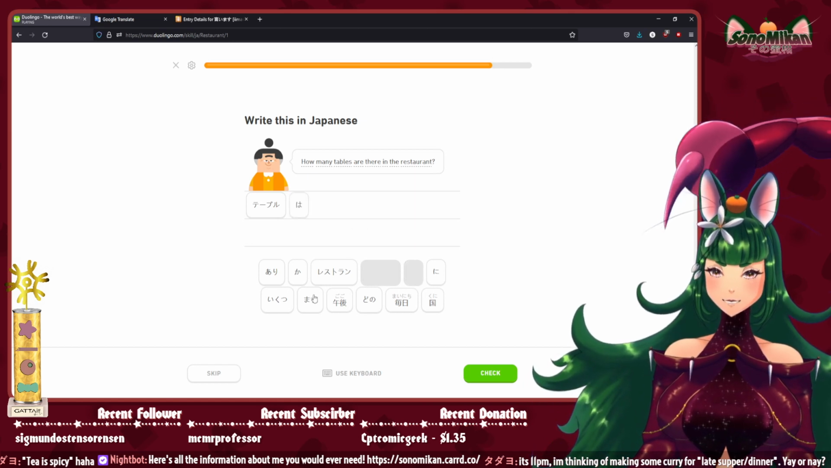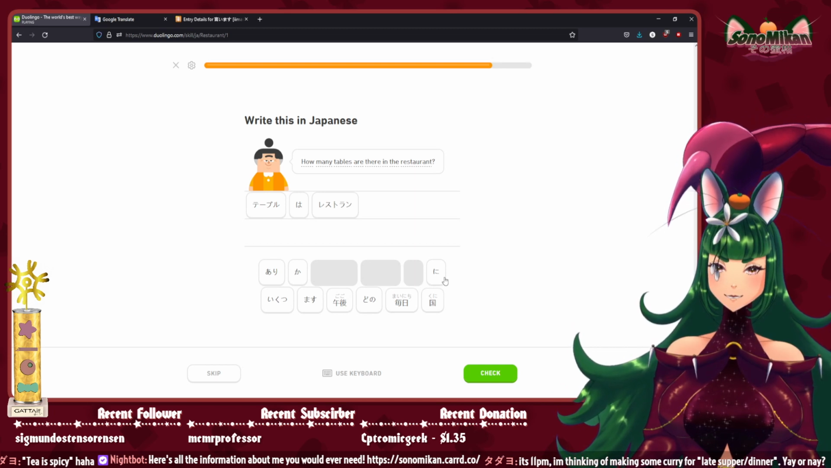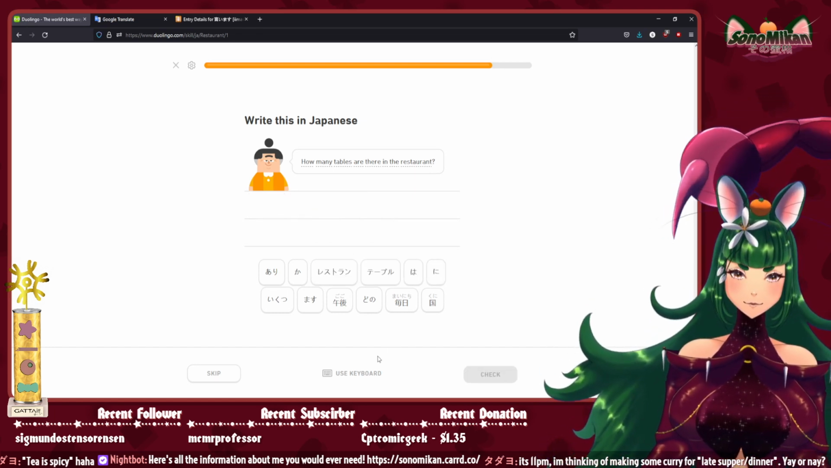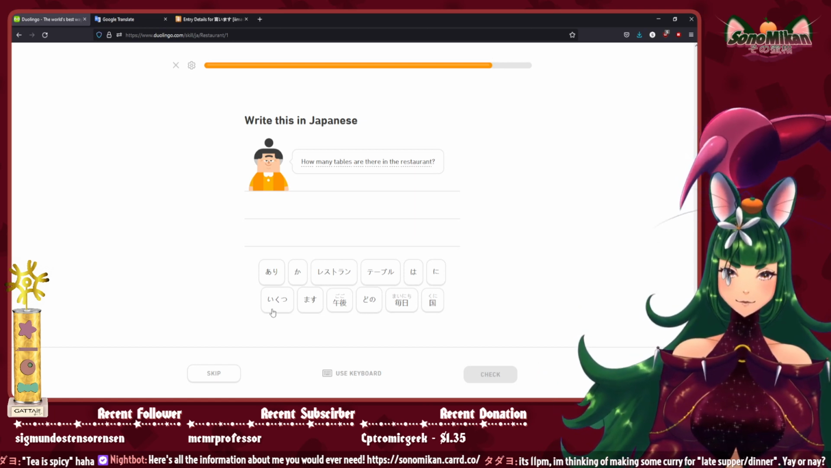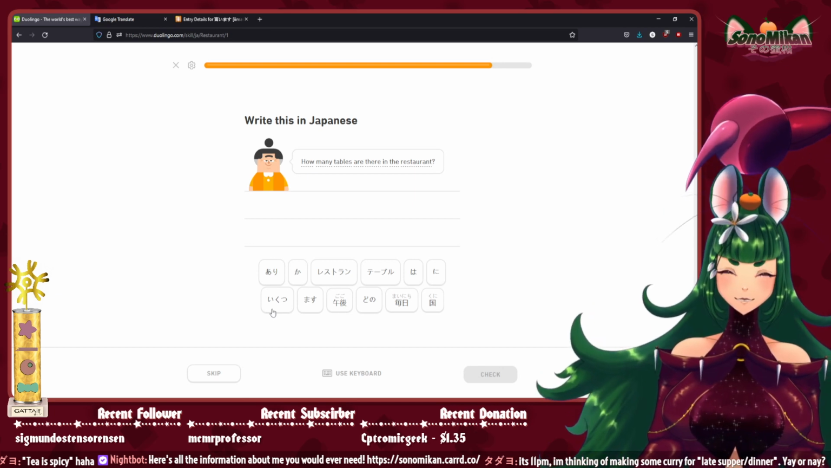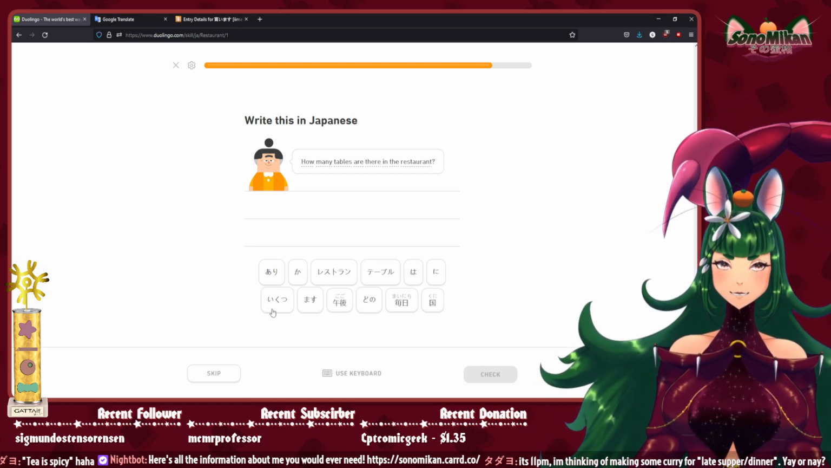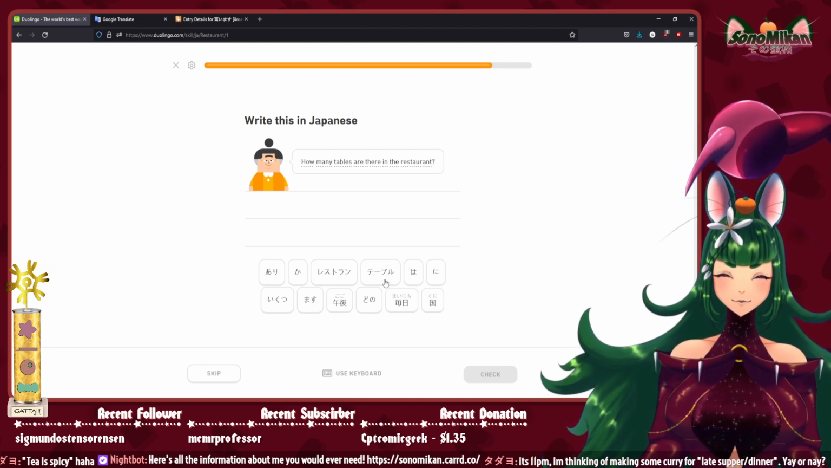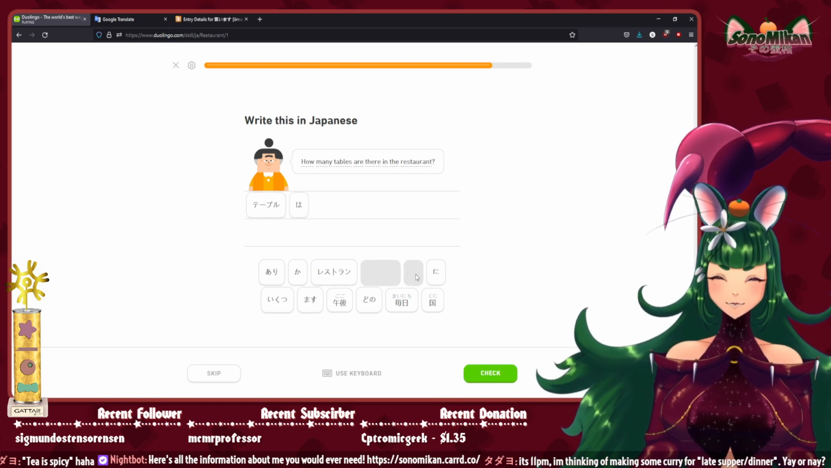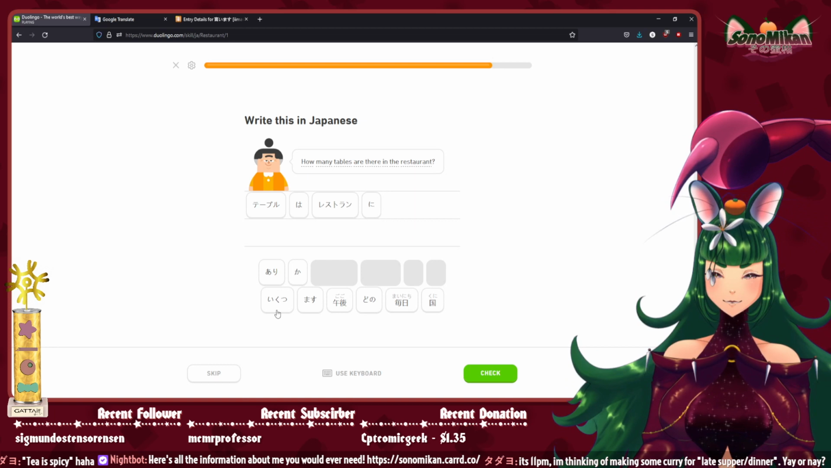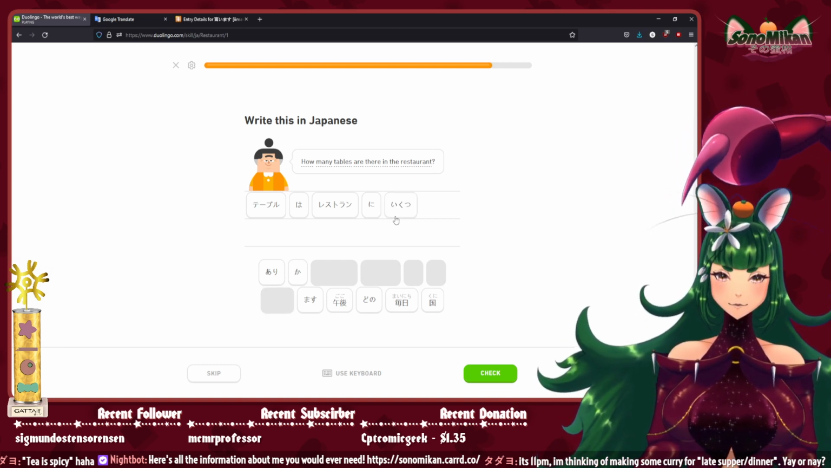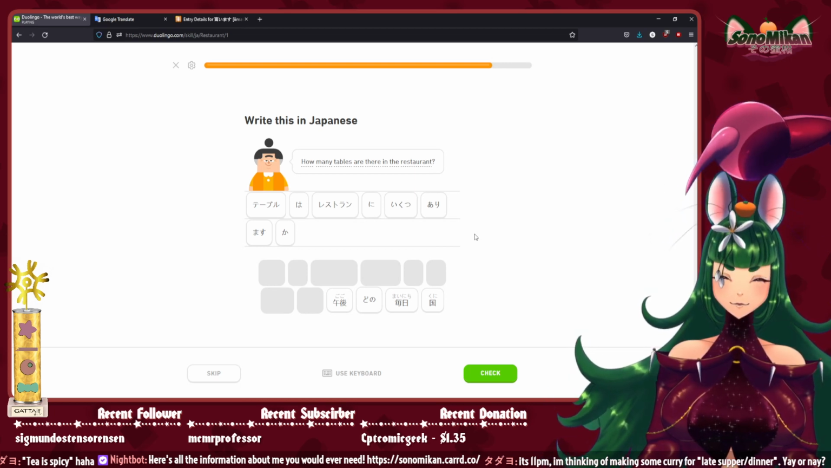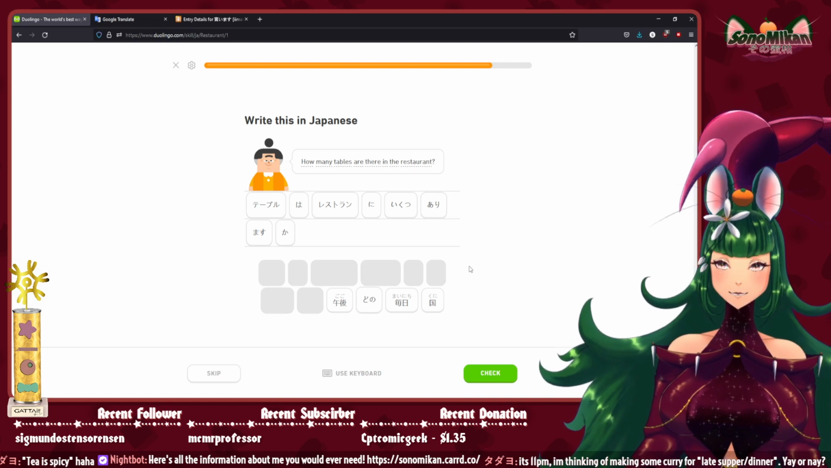Table wa restaurant ni ikura? Table wa restaurant ni ikura, ikutsu arimasu ka? I feel like there should be another particle, but I think maybe I'm wrong about that.